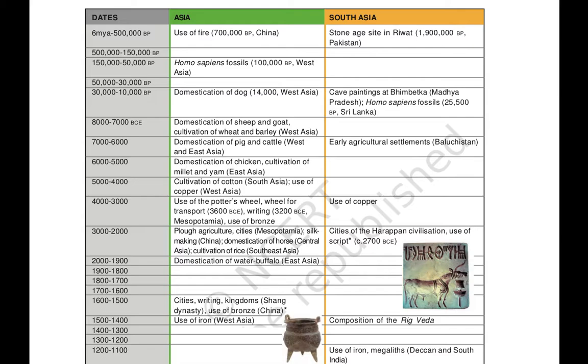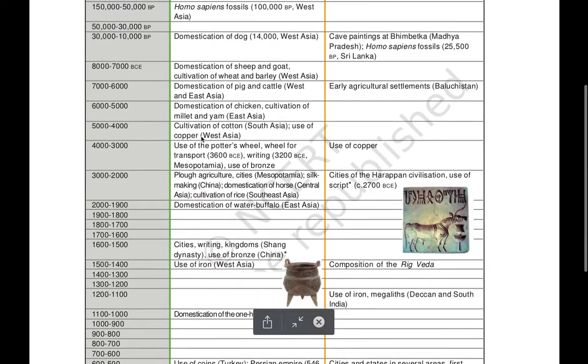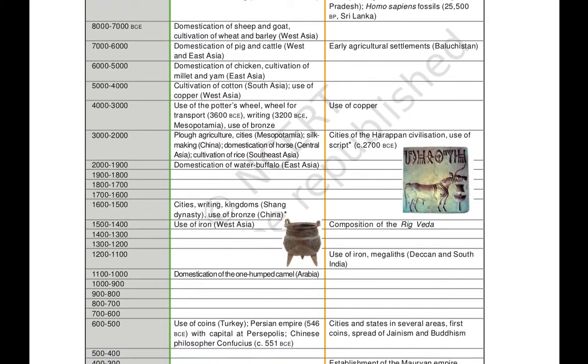Again, 1.5 million to 50,000 in this timeline. In Asia, Homo sapiens fossils, mainly in West Asia. From 50,000 to 30,000, nothing was found. Then 30,000 to 10,000. In Asia, domestication of dog, mainly in West Asia. In South Asia, cave paintings at Bhimbetka, Madhya Pradesh, Homo sapiens fossils, mainly in Sri Lanka. From 8,000 to 7,000 BCE, domestication of sheep and goat, cultivation of wheat and barley in West Asia.